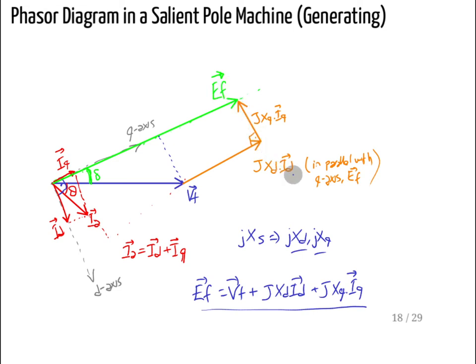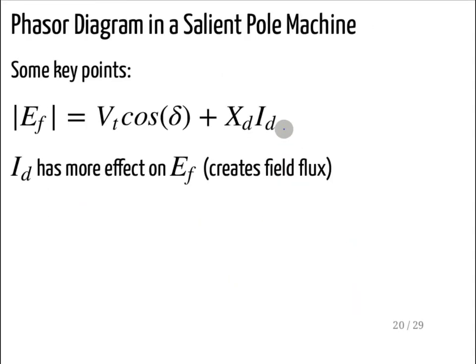So Id has the same effect as increasing Ef. So it is as if you have a field current. Okay, so let me go here. So Ef magnitude wise is equal to Vt cos delta plus Xd Id. So Id has some effect on the Ef magnitude.